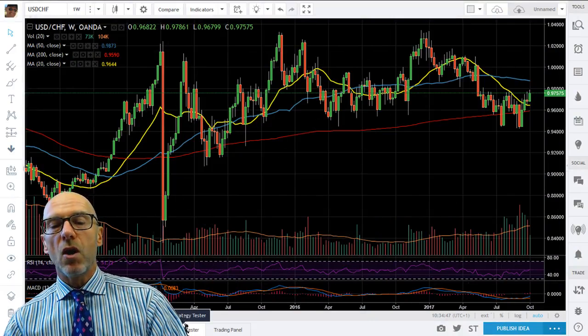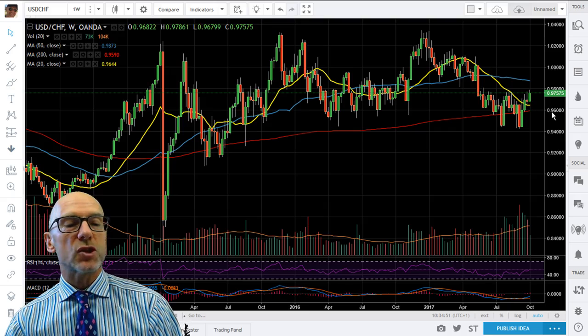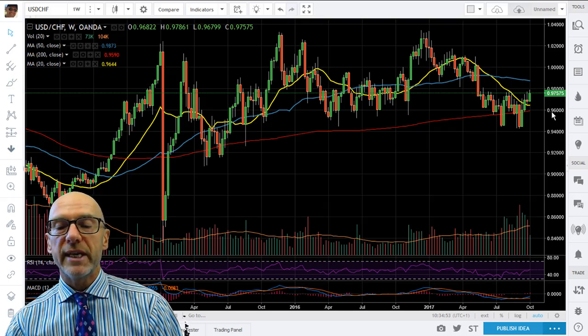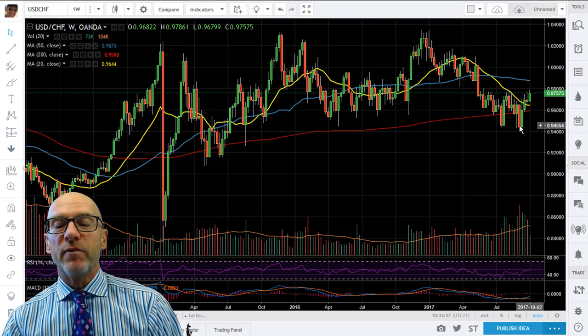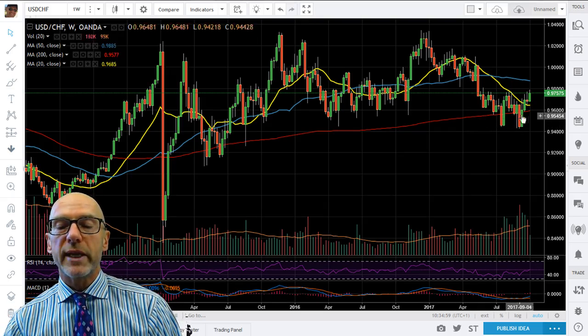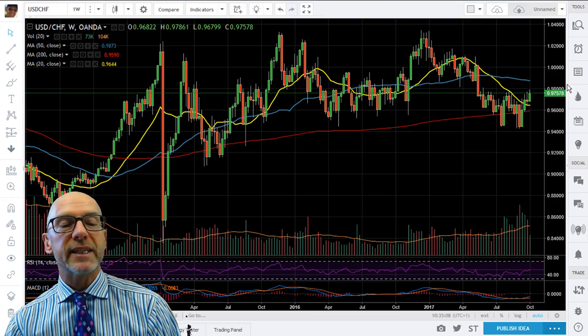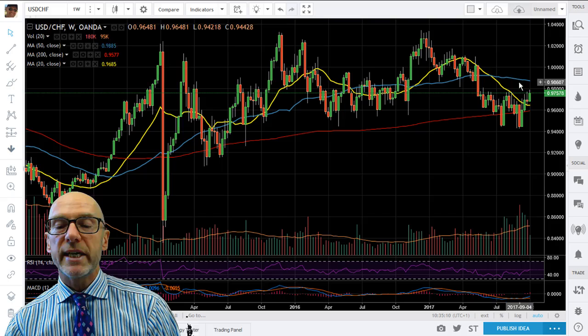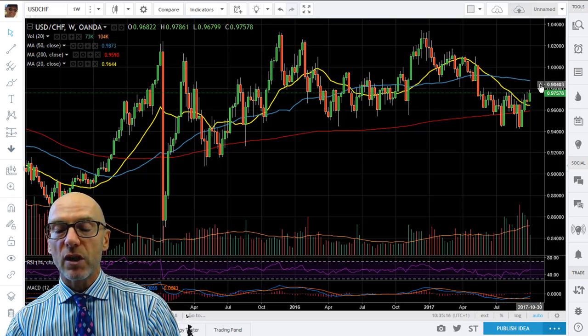Okay, so here we are on the weekly chart. So each candle represents 1 week's trade. You can see that we've bounced from the 200-week moving average, which was good. We will hit resistance from the downtrending 50-week at 98.73, which is the first resistance that we see on this weekly chart.